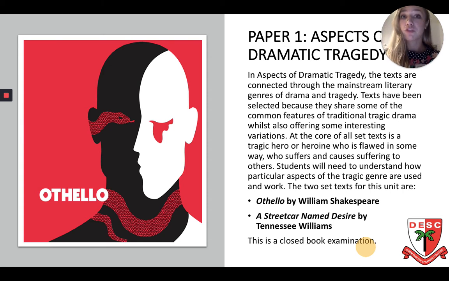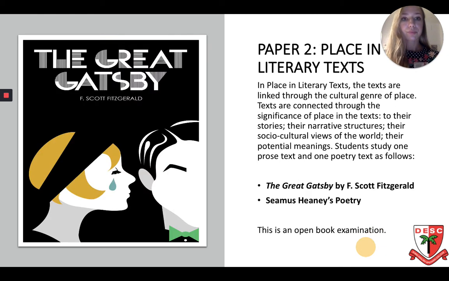If you thought Romeo and Juliet was tragic, think again. A Streetcar Named Desire is the second text we study for this paper. This is a play that redefined American literature. It's a play that explores themes of violence, passion, destruction, and mental illness. We explore both these texts through the lens of tragedy, paying particular attention to the tragic hero and heroine of each text.